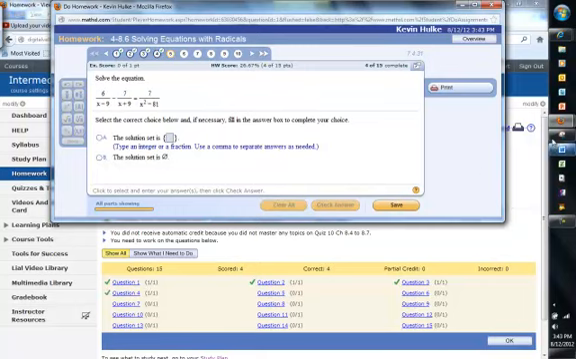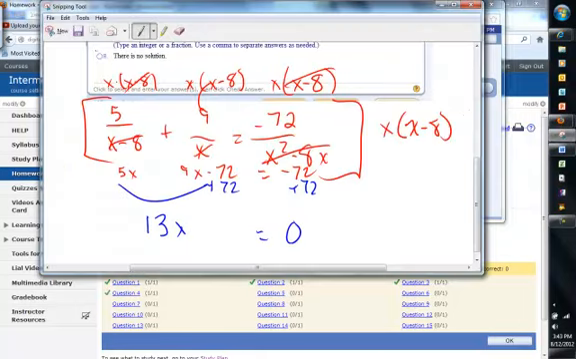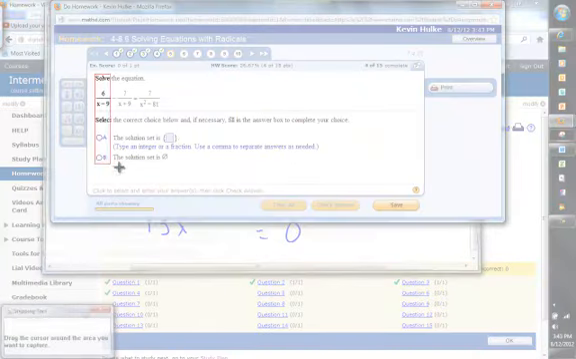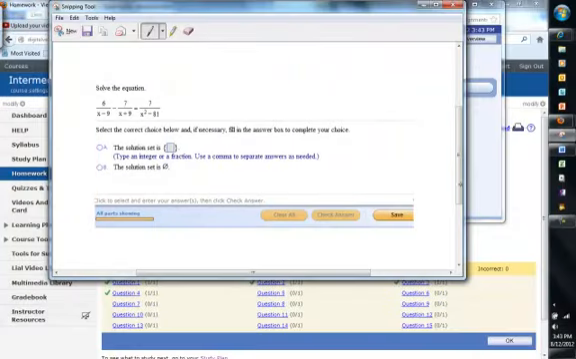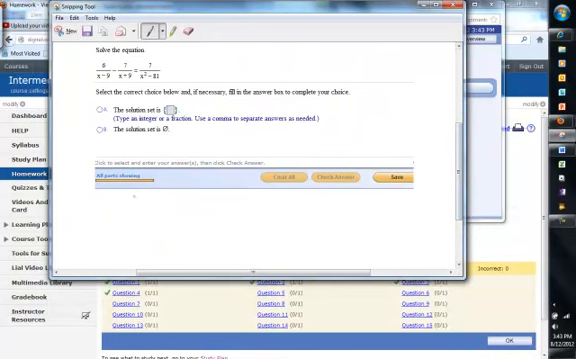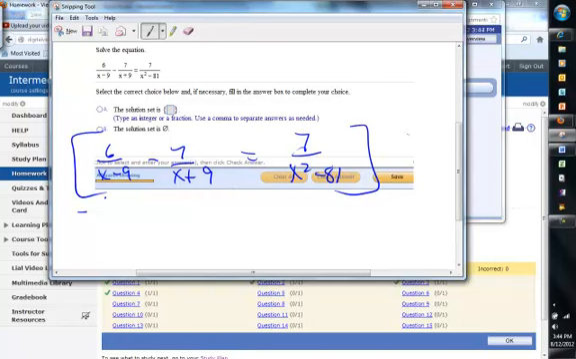Number 5. Okay, 6 over x minus 9 minus 7 over x plus 9 equals 7 over x squared minus 81. Multiply everything by x minus 9, x plus 9.